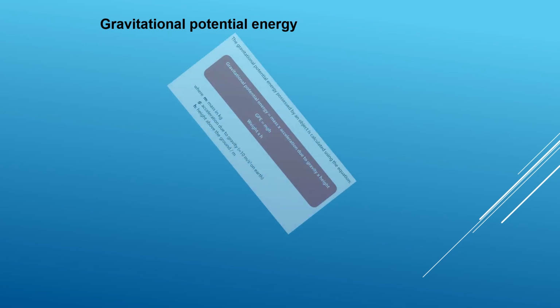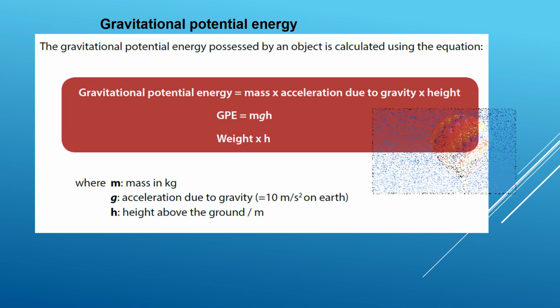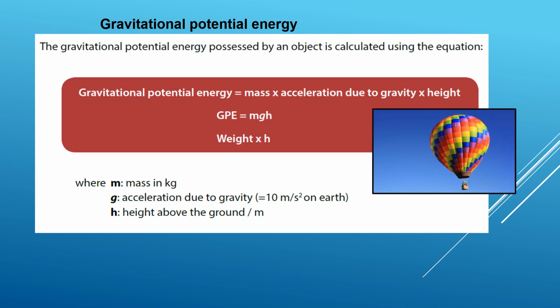Now let us see what is gravitational potential energy. The gravitational potential energy possessed by an object is calculated using the equation: gravitational potential energy is equal to mass times acceleration due to gravity times the height through which the object has been raised. So this gives Gp = mgh.